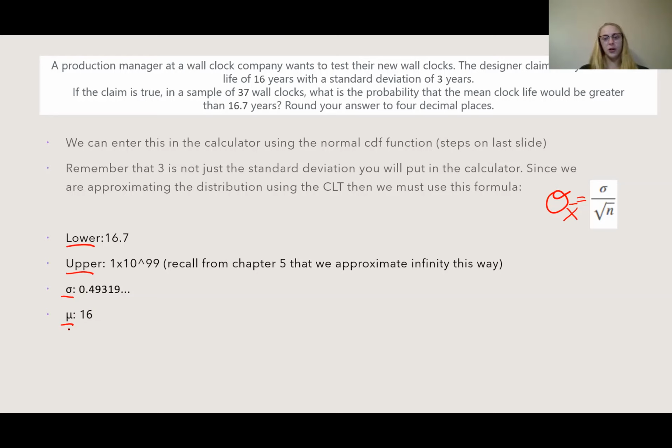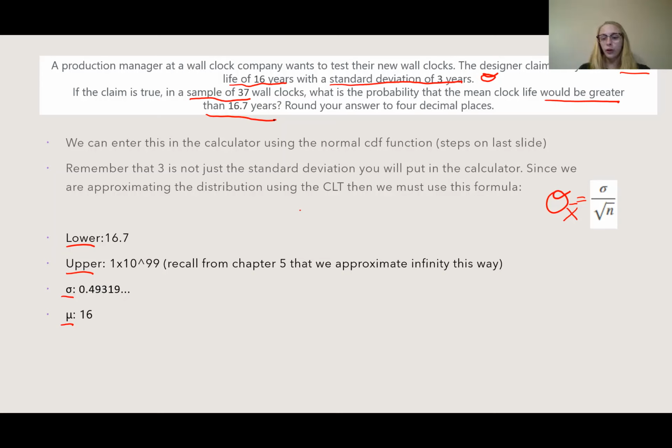Okay, so here they're saying that the mean is 16 years, the standard deviation is 3 years. Remember, that's just the standard deviation of the population and not the sample. We're looking at a sample of 37, so that's our n value. And we want to know the probability that our mean clock life would be greater than 16.7 years.